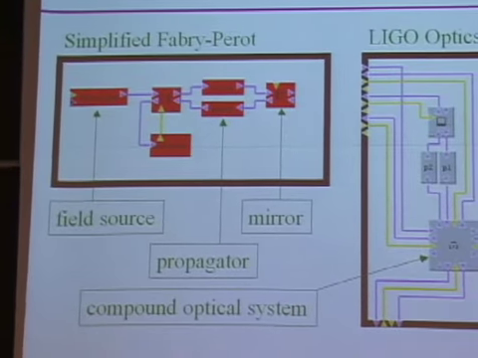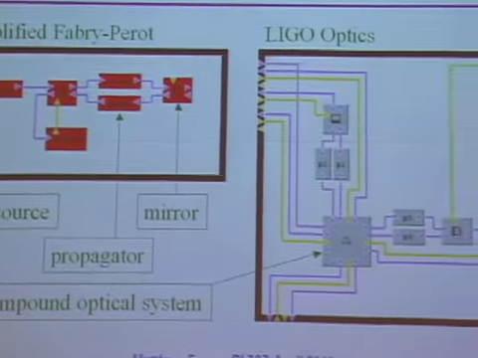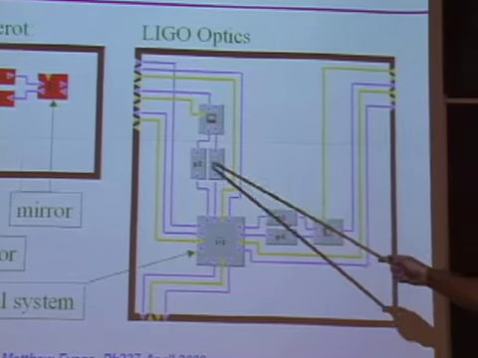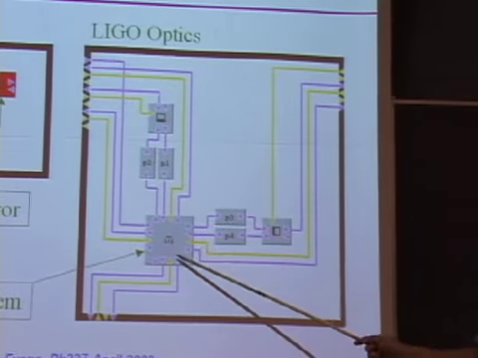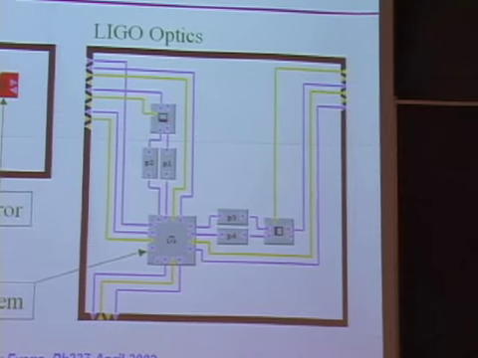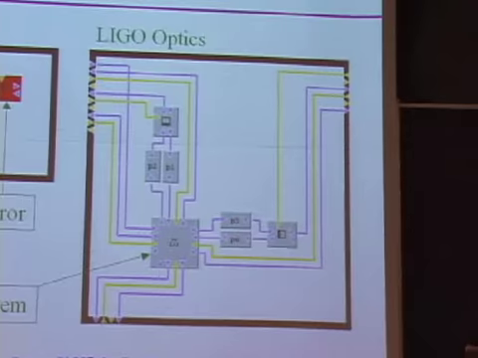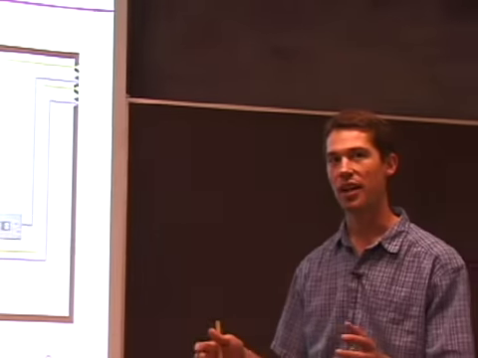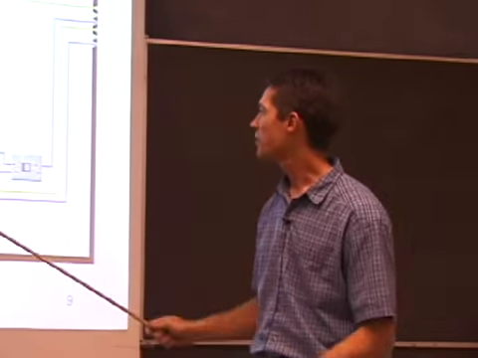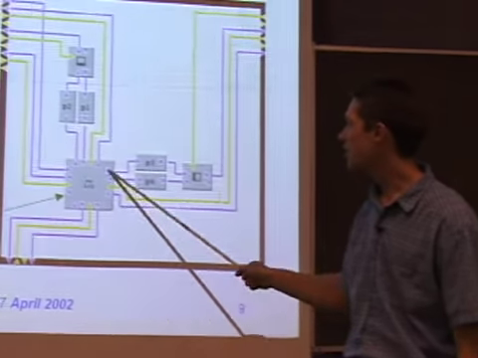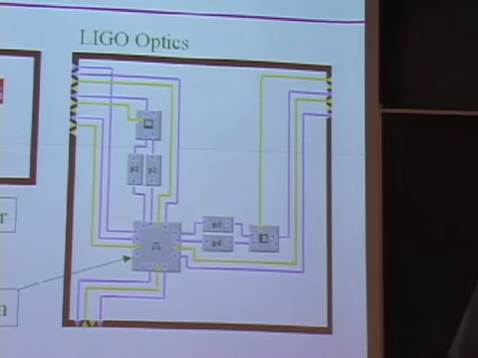And then the LIGO optic system is a little more complicated. It looks like this. Once again, we have propagators, mirrors, and then for the corner station, we have a compound optical system. And I'm not going to really get into that too much, but it's just for efficiency. Sometimes we decide that we'd like to represent several mirrors and propagators as a single object. So here we've done that, and the vertex station is all this compound optical system.